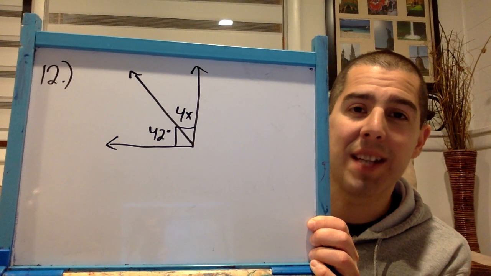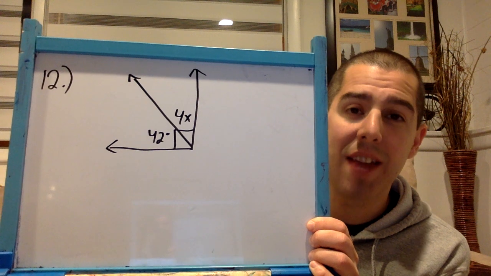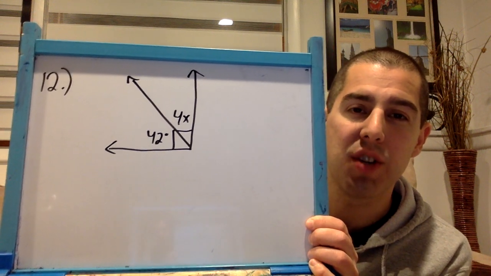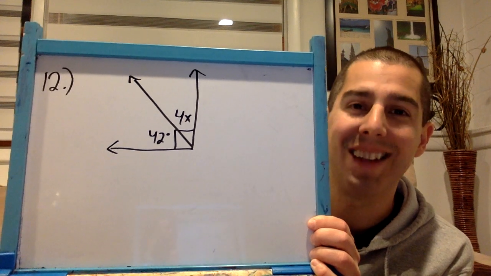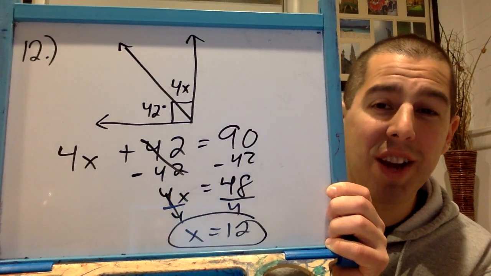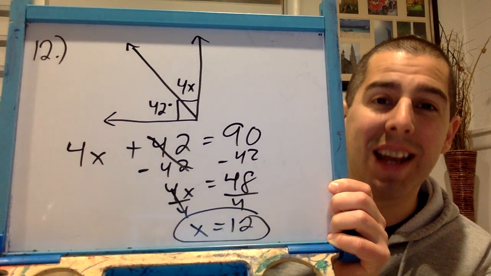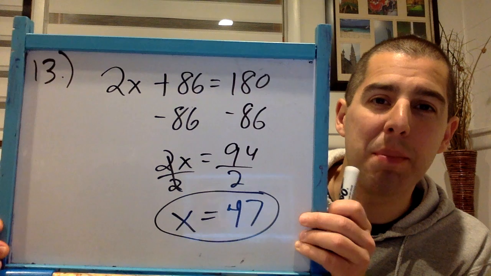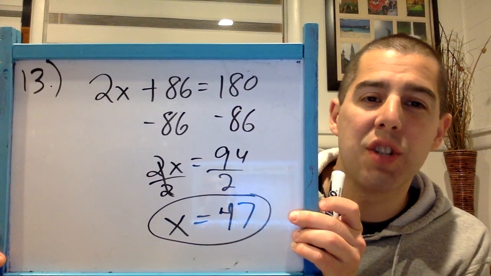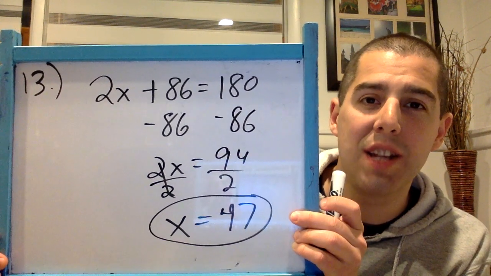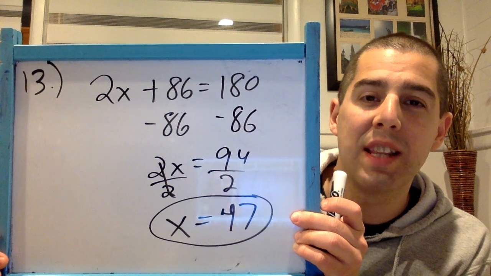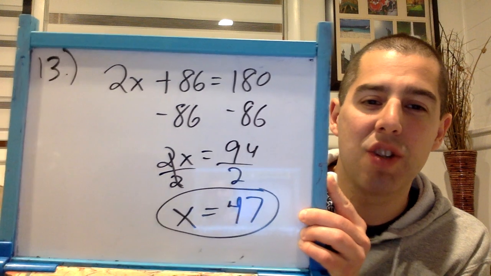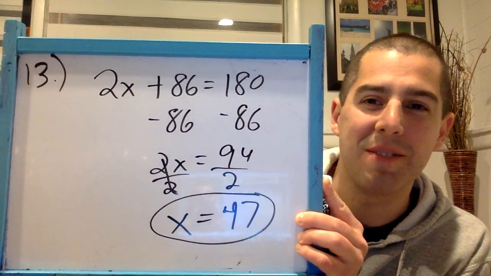Number 12 is an example of supplementary angles because together they make a 90-degree right angle. So I'm going to set up another two-step equation, and this time my sum will be 90. I isolated my variable and balanced my equation, and x equals 12. Number 13 was another example of supplementary angles. So 2x plus 86 adds up to 180 degrees, that full straight angle. I isolated the variable, balanced my equation, and got x equals 47.